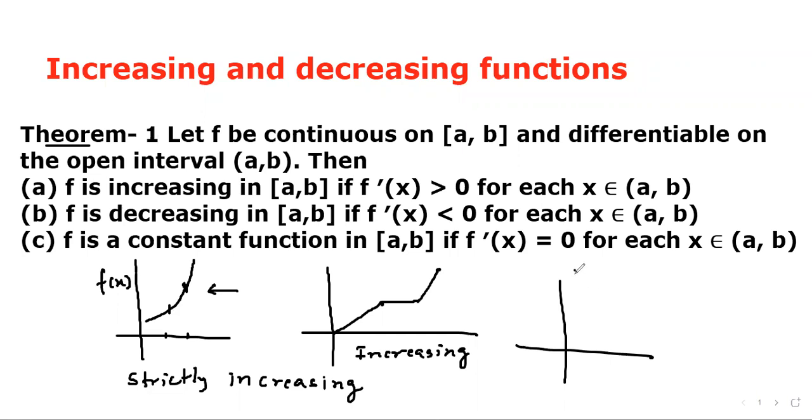What about this function? It is strictly decreasing. And there is another function. Suppose it is coming like this, then it goes like this, then again it goes like this. So it is decreasing. This is strictly decreasing. This is decreasing. Now let's understand this concept by some examples.